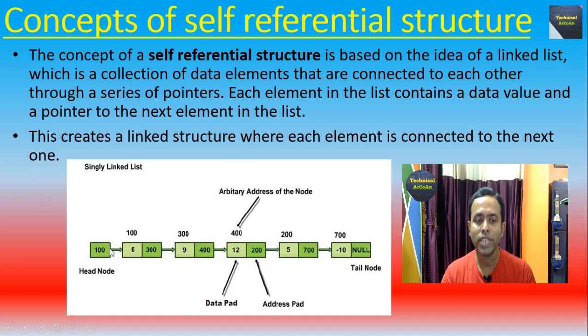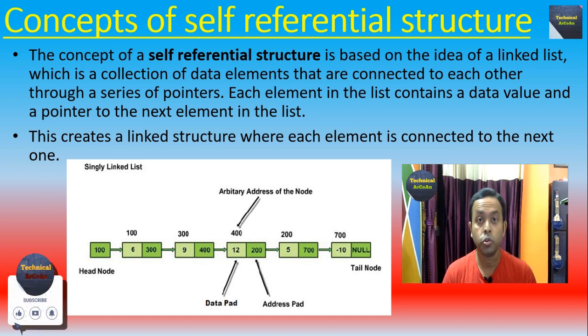There is a head node which contains a node address, suppose it is 100, and you go into that particular node which contains the data 6 and the address of the next node, 300. Next go to the next node, 9 is the data, 400 is the address. In a similar manner, when we reach the last node, it contains the data and the next part is null, meaning there is no more node connected to that linked list. I hope you have understood the theoretical part of how a self-referential structure is defined.